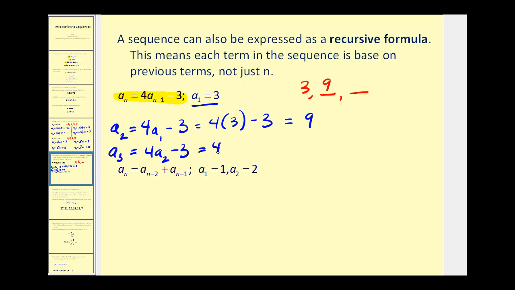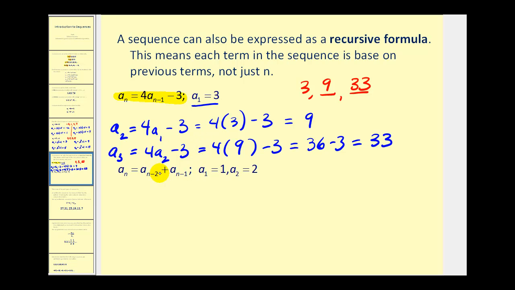That'll give us 4 times a sub 2, which we just found is equal to 9, and then minus the constant 3. So here we have 4 times 9 is 36 minus 3, so the next term is equal to 33. So as you can see with this process, if we wanted to find, let's say, the fifth term, we would have to keep going here and find the fourth term in order to find the fifth term.